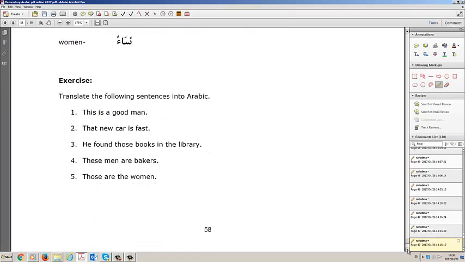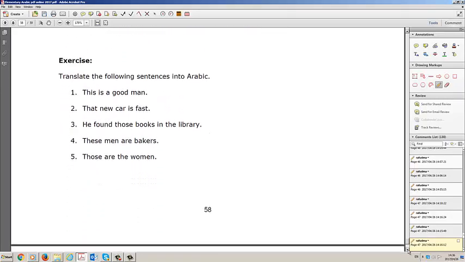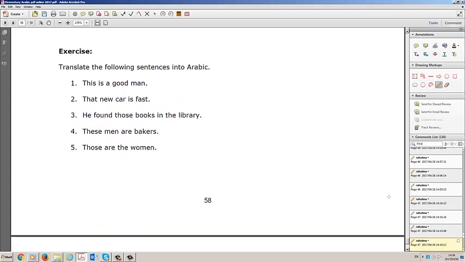Okay, and then if we go to the next exercise, this is a good man. هذا رجل طيب. That new car is fast. ذلك تلك السيارة الجديدة سريعة.